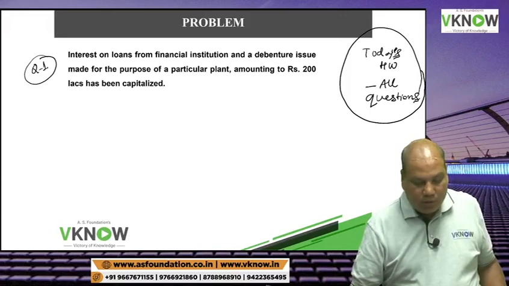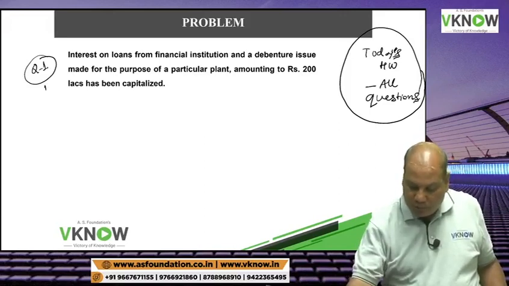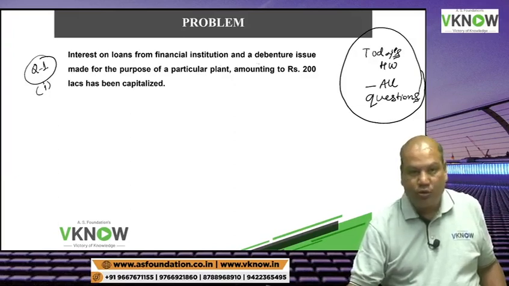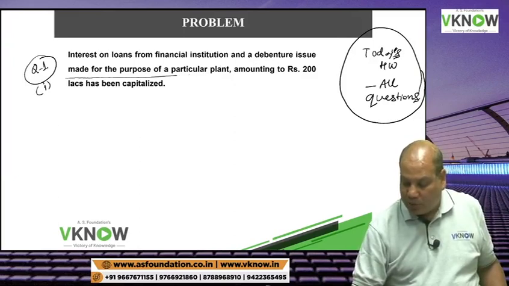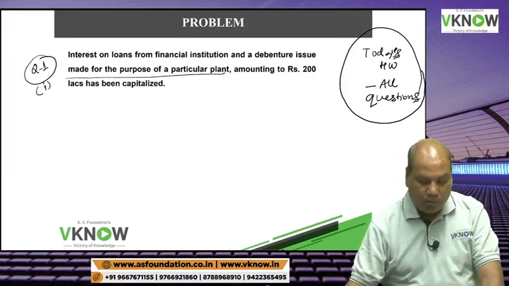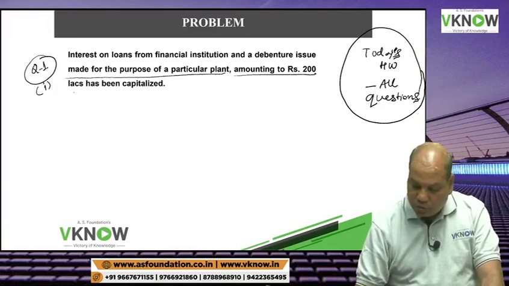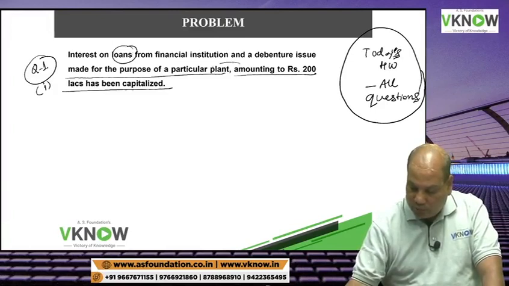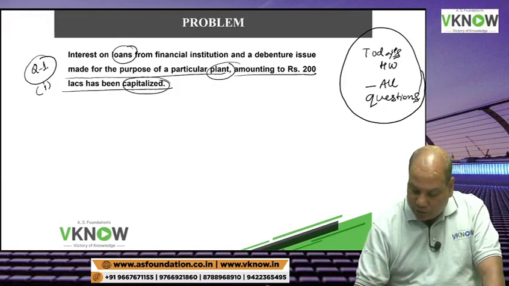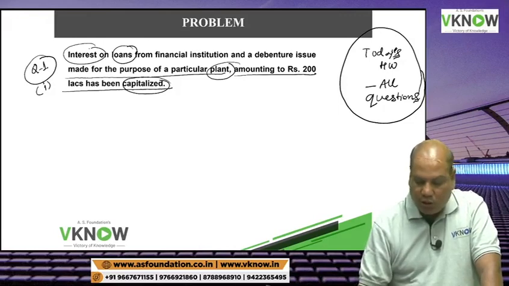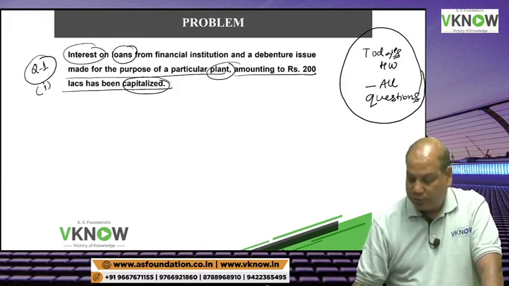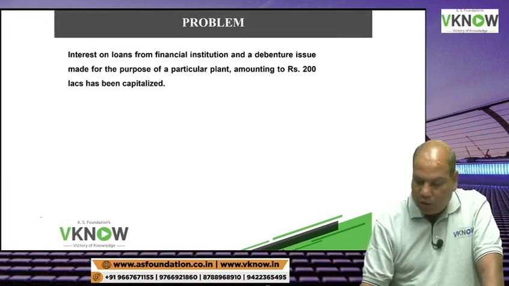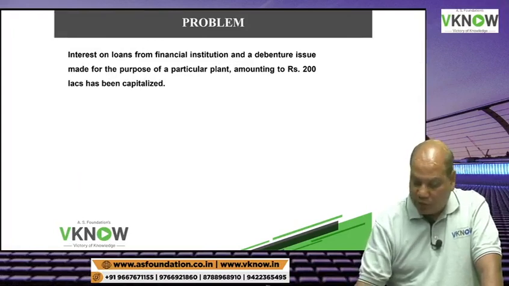So question number 1, part 1: interest on loan from a financial institution and a debenture issue made for the purpose of a particular plant, amounting to rupees 200 lakh, has been capitalized. So this is a loan taken for a particular plant and the interest is capitalized. Whether the accounting policy is correct or not? You will say, the answer is also printed: the accounting policy is in line with AS-16.